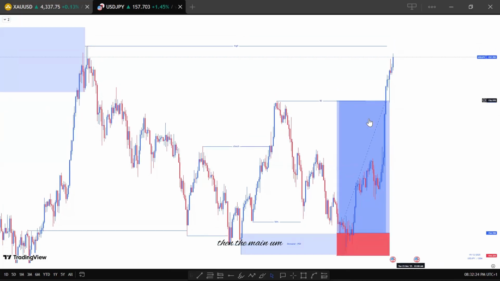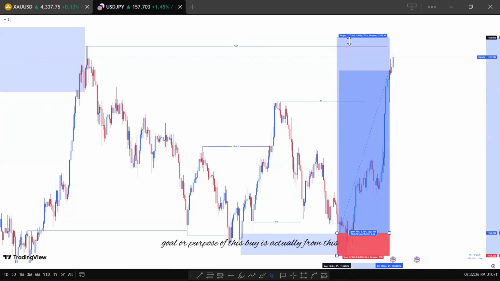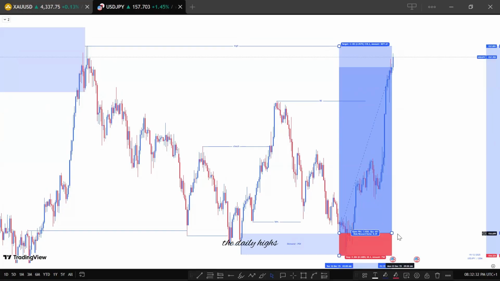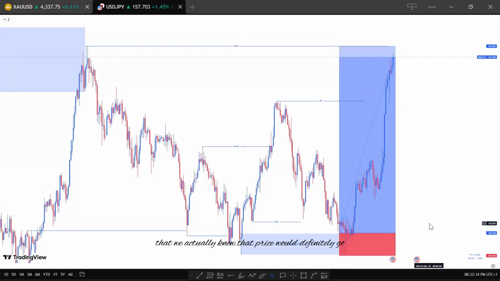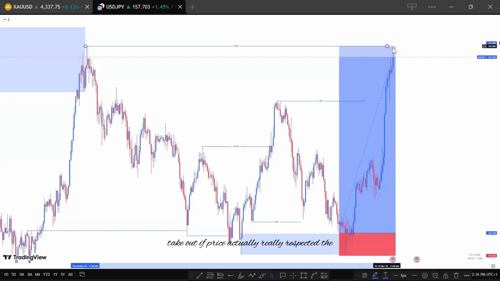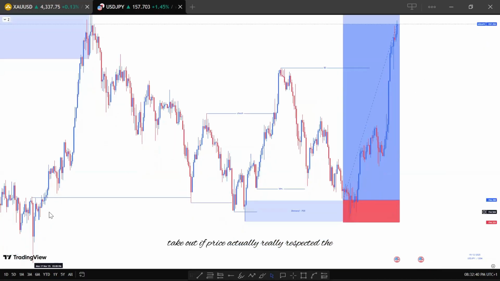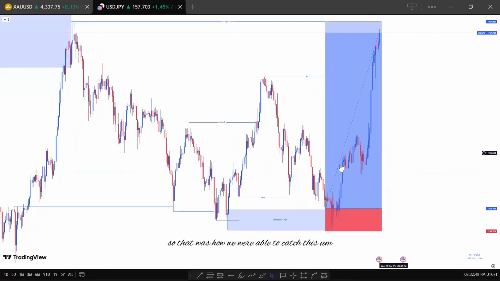Yeah. Then the main goal or purpose of this buy is from this daily high that we knew price would definitely go take out if price really respected the daily demand that was at this region. So that was how we were able to catch this 1:8 trade on USD JPY.